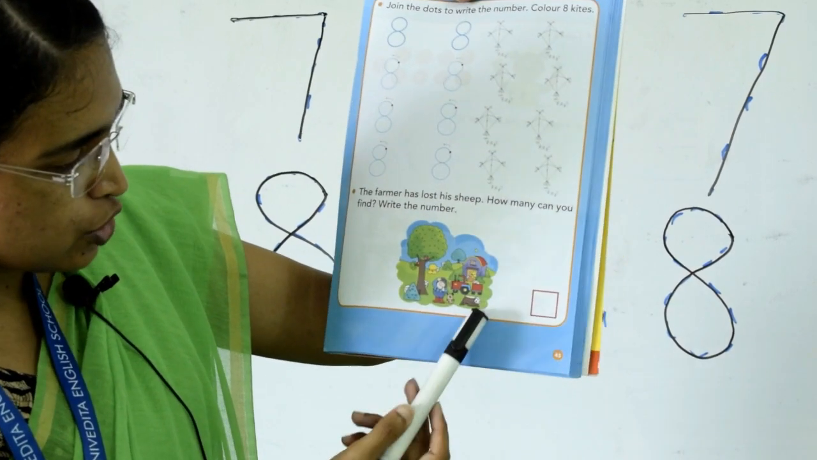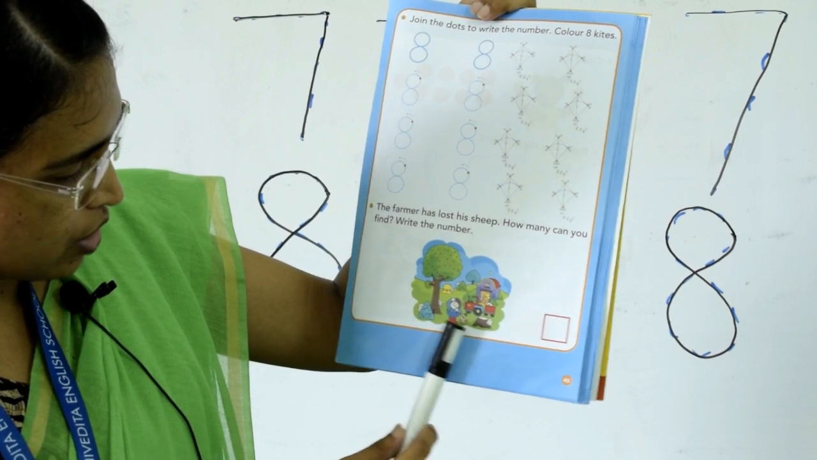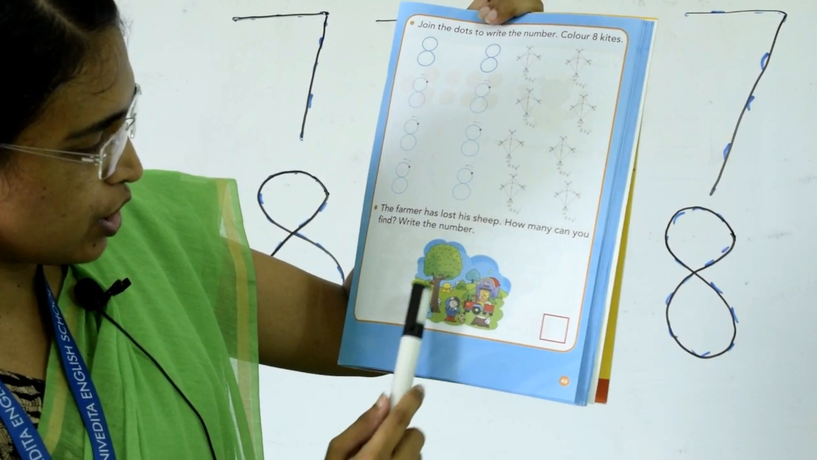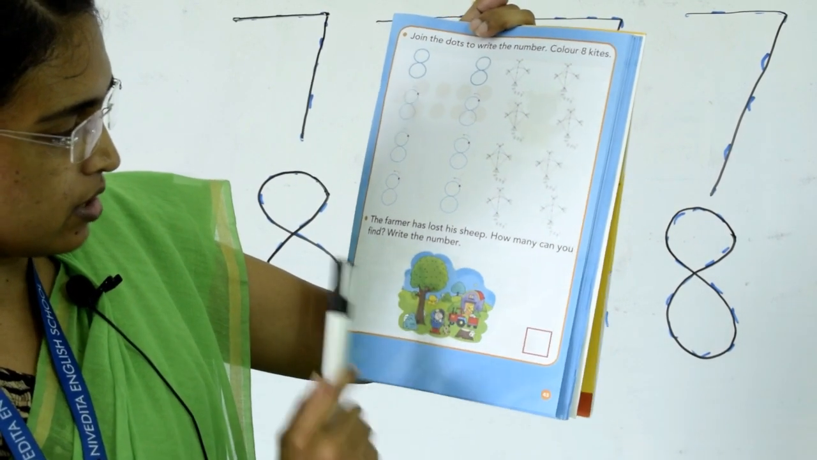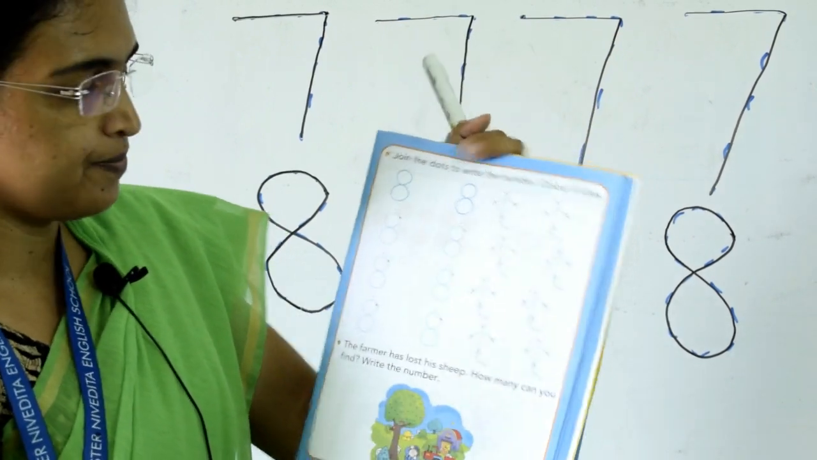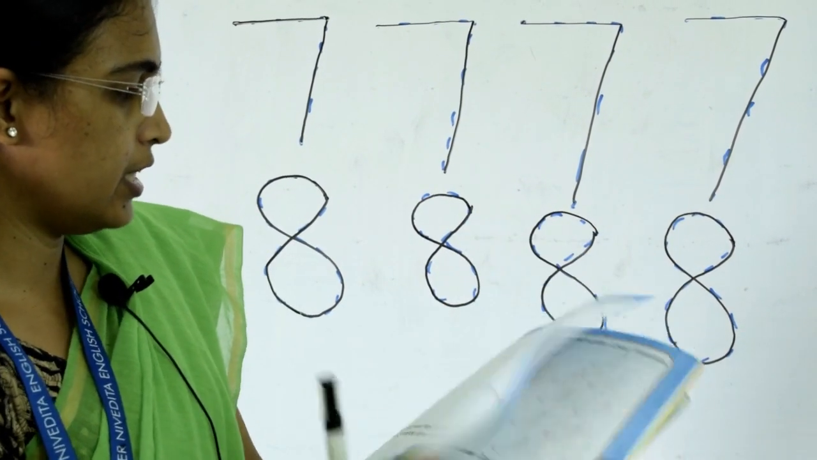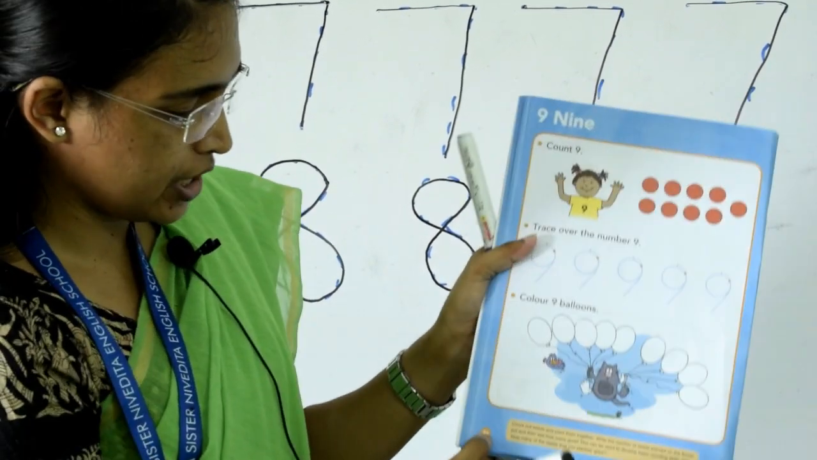Like here, the sheep is hiding behind this tree, okay? So you have to count all these sheep like this. 1, 2, 3, 4, 5, 6, 7, 8. So 8 sheep are there. So you have to write 8. In this way you have to do this whole page. Then turn the page. Come to page number 46.